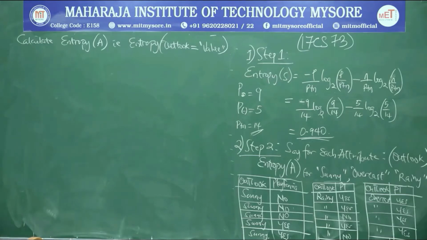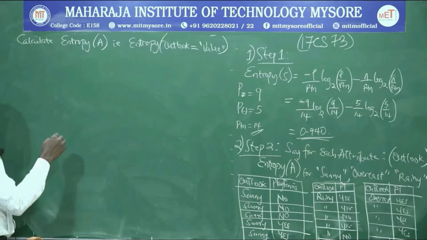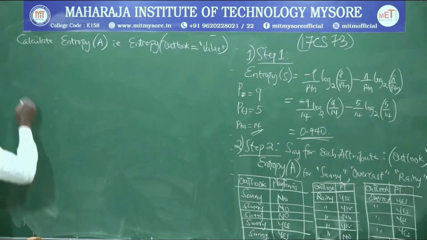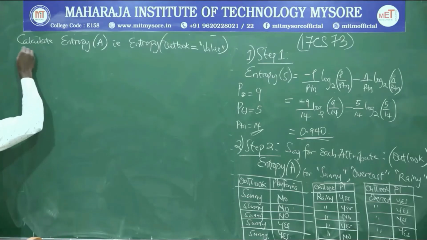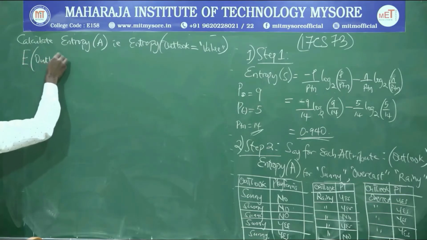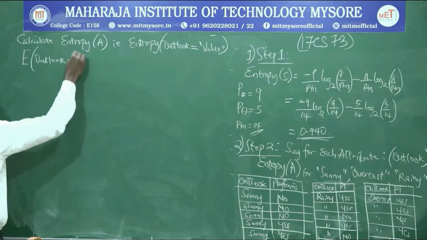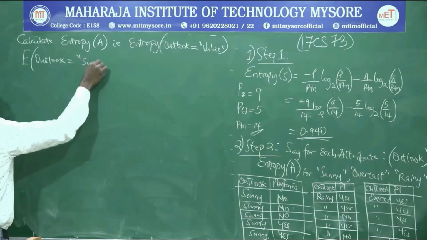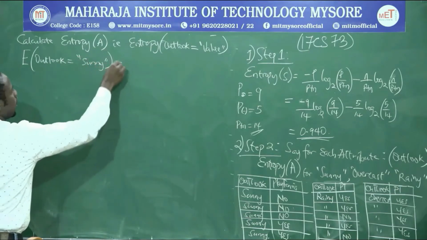Are you there? Fine. Please, the formula is still there, okay? It has not changed. So we call it entropy of Outlook. So permit me to use something else. Entropy of Outlook equals, let's plug in the value now, Sunny. So what do we have?